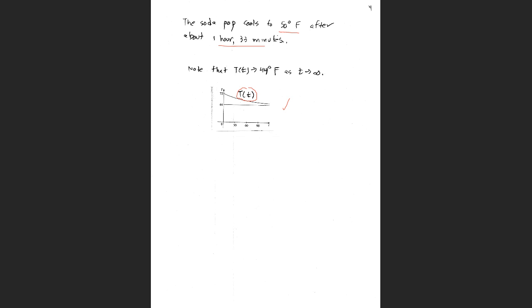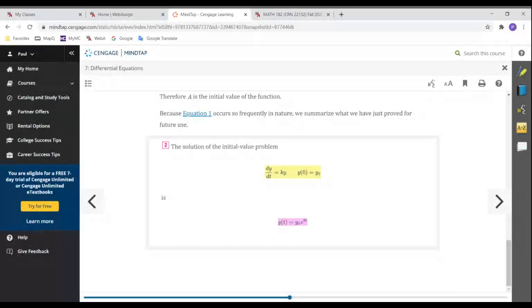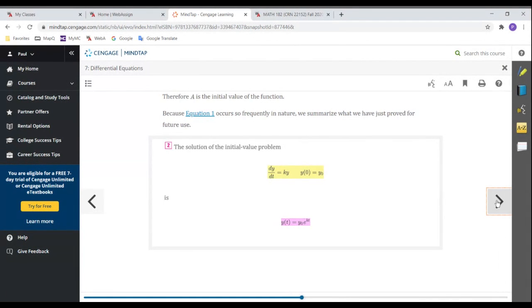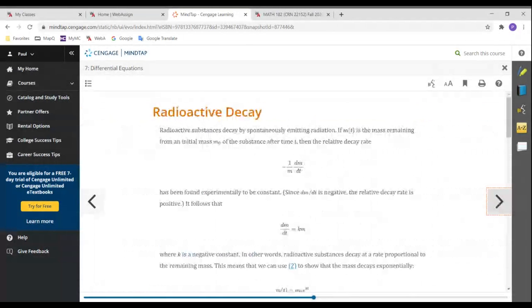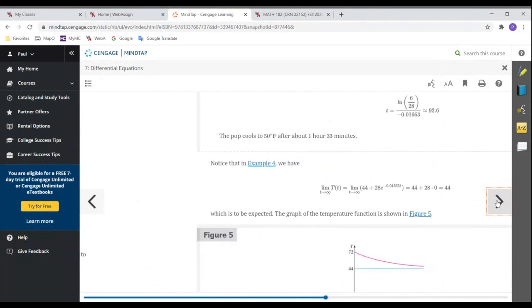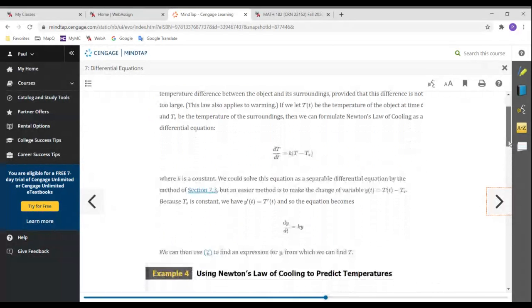So now let me just show you how the book does this problem. I want to go into the book. I think it's important that you see it. You can take this problem and actually rephrase it as an exponential growth problem.